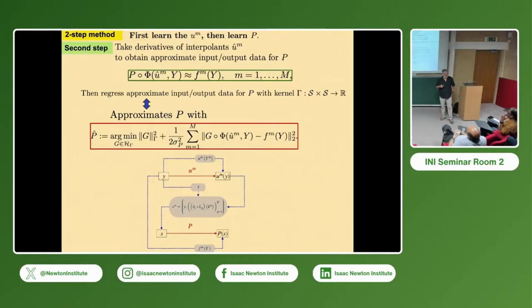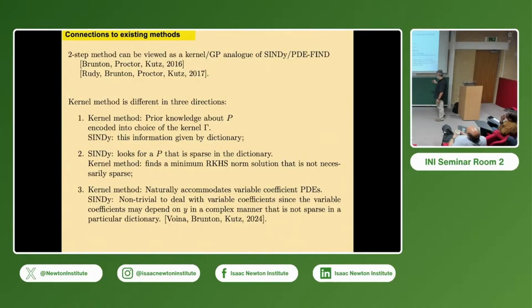Now, one thing that I want you to observe is that when you use this two-step method, nowhere are you using the fact that all these U_m must solve the same PDE, right? So you're discarding information. You just interpolate them without using the fact that they're solving the same PDE. But if that PDE is a polynomial PDE, that's a lot of constraint on these U_m. That's what you're discarding.